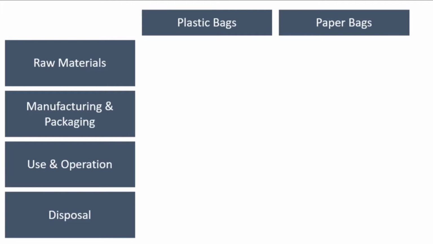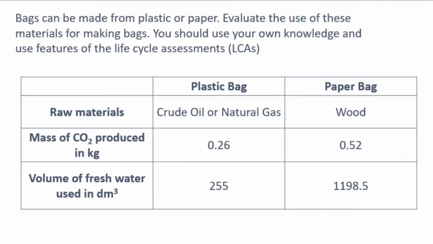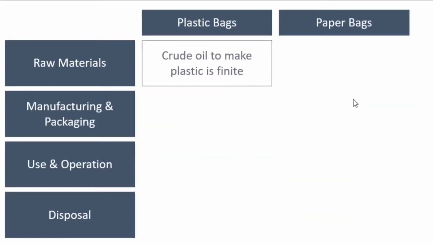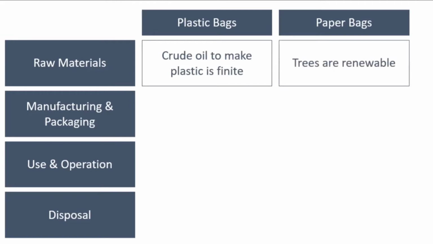Okay, so going back to the table, and if I just flick back to the table here, you can tell it's telling us that the raw materials for plastic bags are crude oil or natural gas, which we know are finite resources. Whereas paper bags are made from wood, and obviously wood is a renewable resource. We can grow new trees. So that's your comparative point between the two there. Crude oil to make the plastic is finite, whilst the trees that make the wood are renewable.